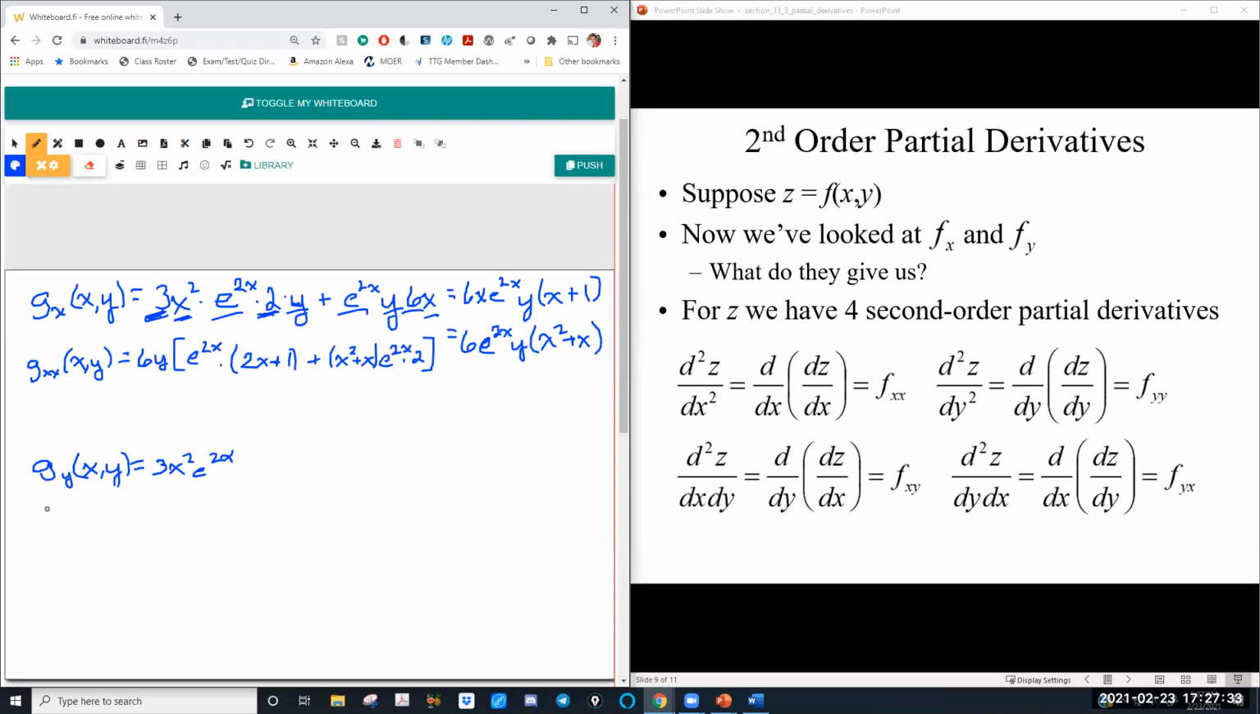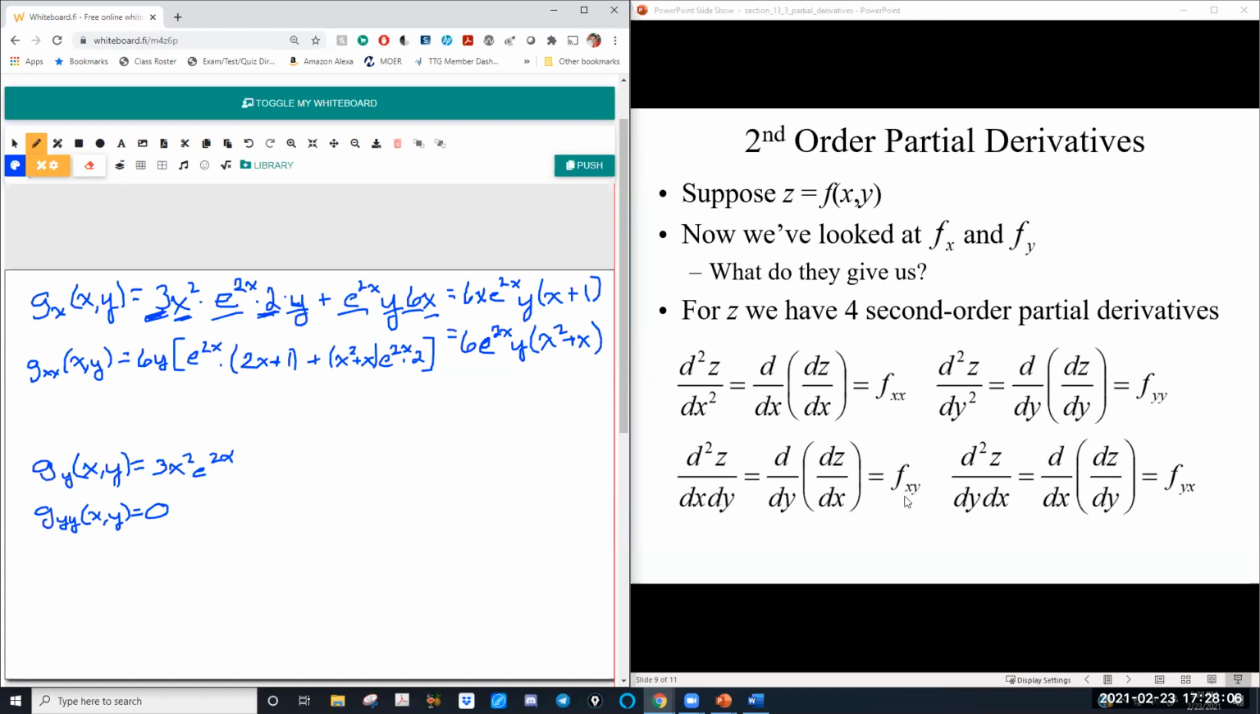Now, similarly, we have g sub yy. That is the derivative of g sub y, which is this guy, with respect to y. There are no y's in here, so this is a constant. The derivative of a constant is 0. So the biggest thing you're going to have to get used to with partial derivatives is that whichever variable you're taking the derivative with respect to, the other one you just think of as a constant.